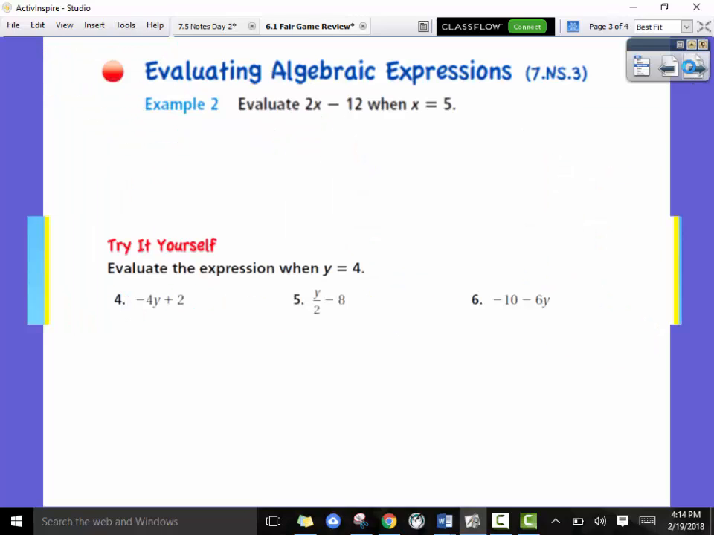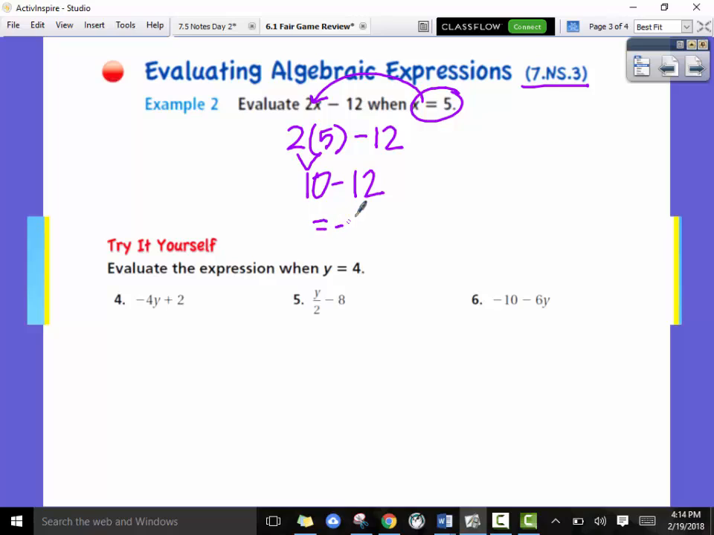Okay, on the back side, you're going to evaluate expressions, algebraic expressions. It's a review, so you're going to want to make sure that you watch out for positives and negatives. You probably want to grab a calculator if you don't have one. So x equals 5. Evaluate 2x minus 12 when x is 5. Plug 5 in there. 2 times 5 minus 12. Order of operations, do multiplication first. 2 times 5 is 10, minus 12 equals negative 2.